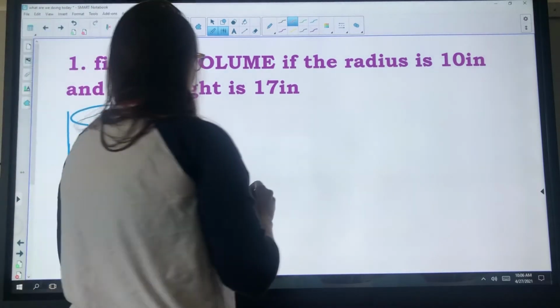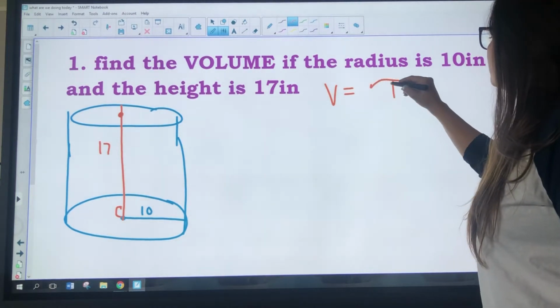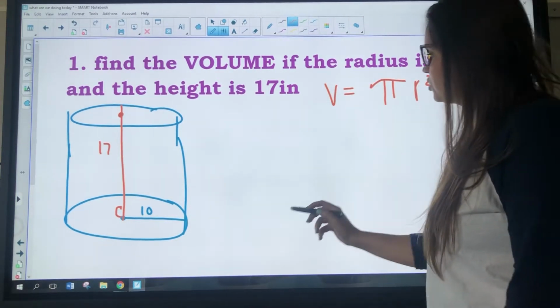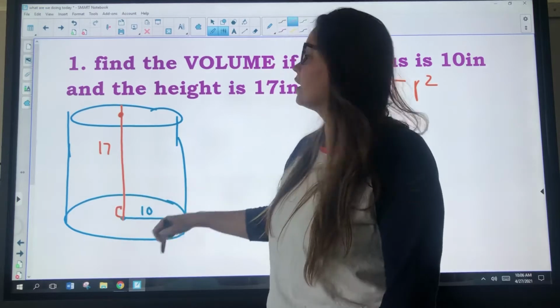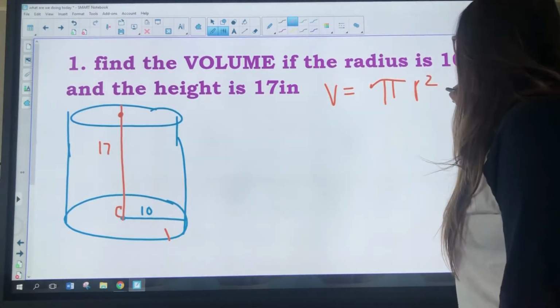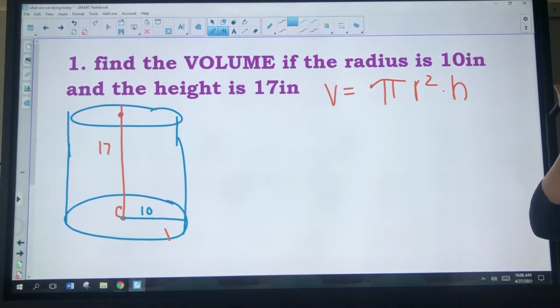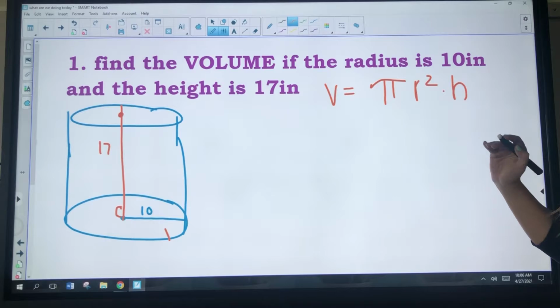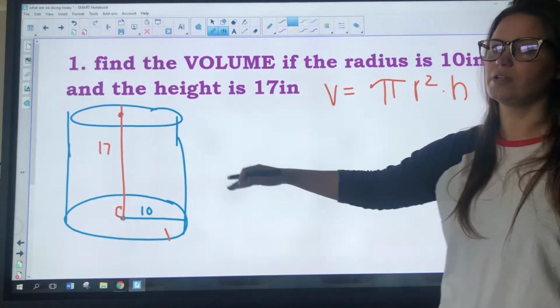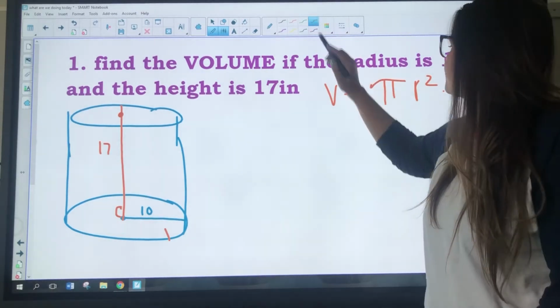So here's the formula. Volume equals pi r squared, which is the area of the circle on the bottom. And if you stacked all those circles 17 high, you would fill the cylinder, because volume means the space inside it. So if you take the area of a circle and stack it 17 times, you will get it. So you just plug your numbers in.